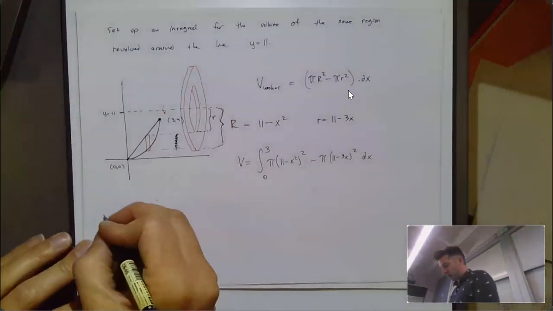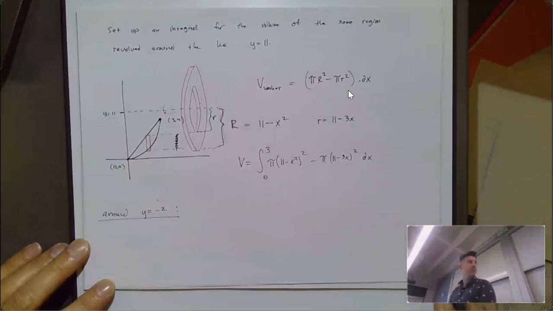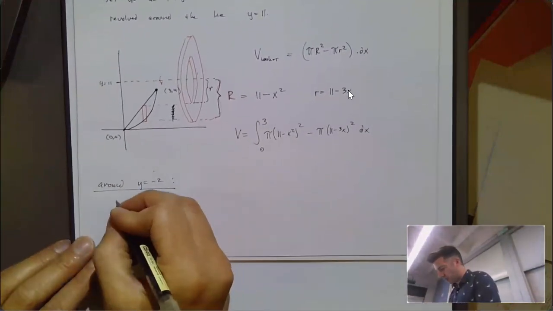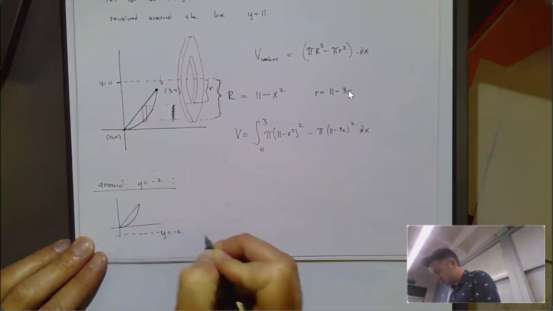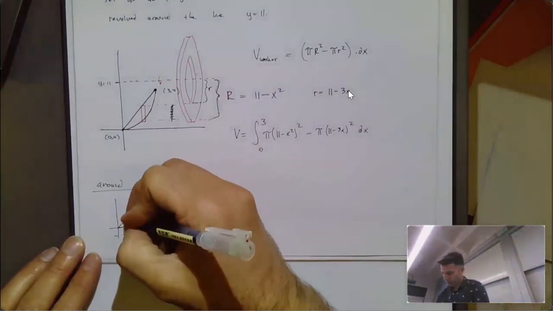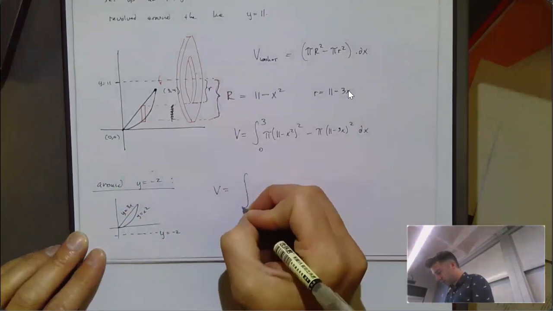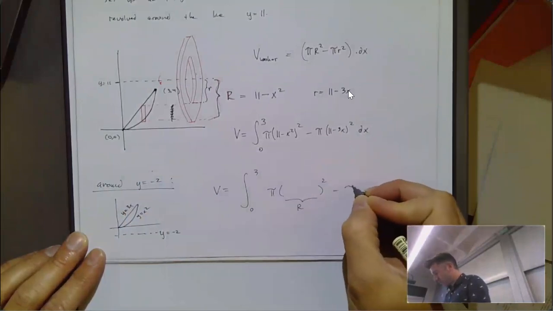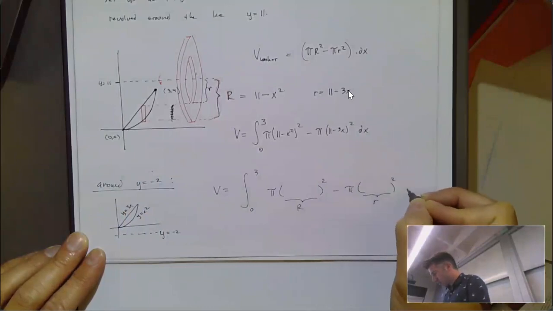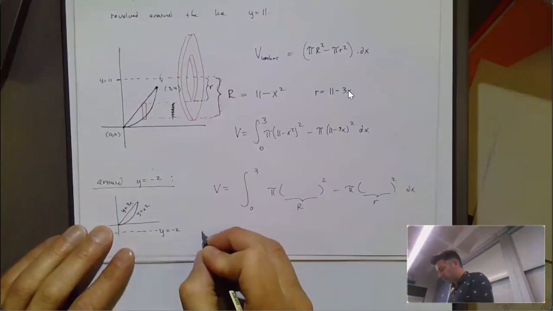What if I wanted to instead go around the line y equal to negative 2? I'm not even going to draw, I'm just going to draw a little picture this time. So if we're setting this one up, again, this line is y equals 3x, this is y equals x squared. I'm going to ask both of you, what is my larger radius in this one? And what is my smaller radius? This one. Right, 3x is definitely the function that's further away. So my larger radius is going to be what?